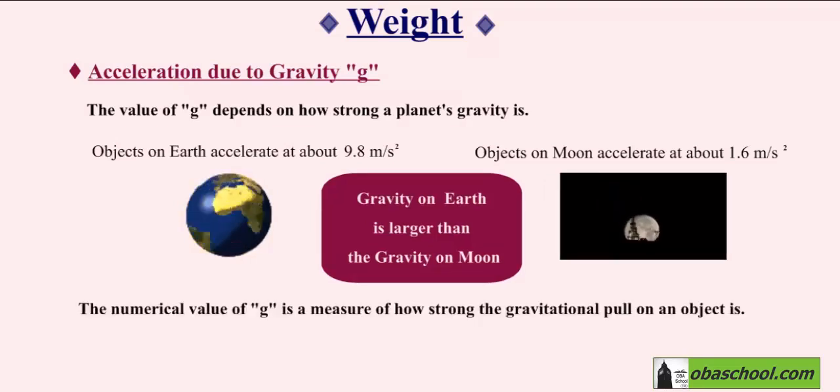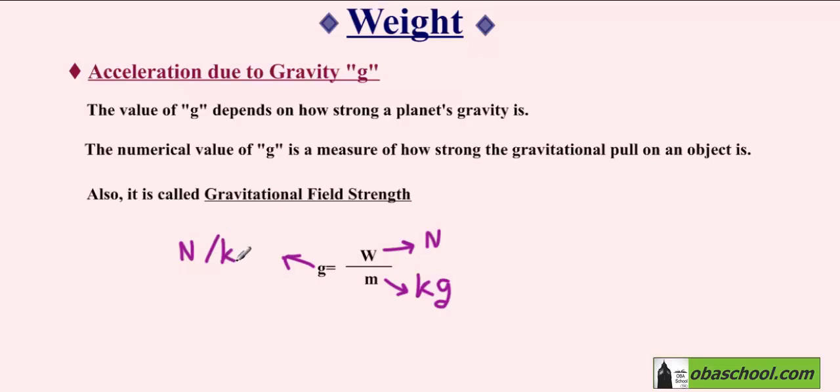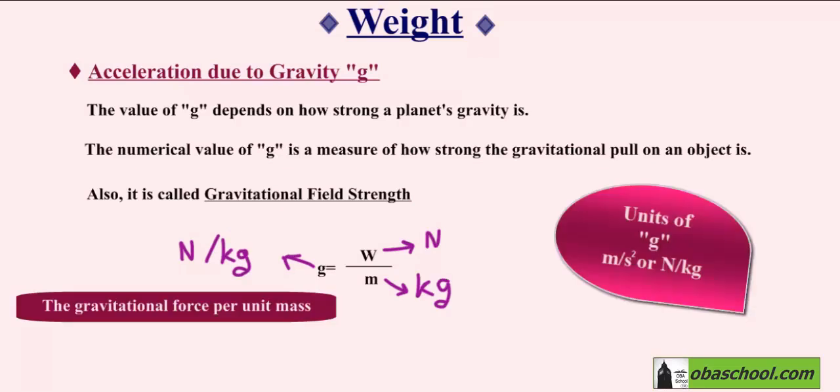So basically, the numerical value of g is a measure of how strong the gravitational pull on an object is. We can also call it the gravitational field strength. The unit of g is Newton per kilogram, the gravitational force per unit mass.